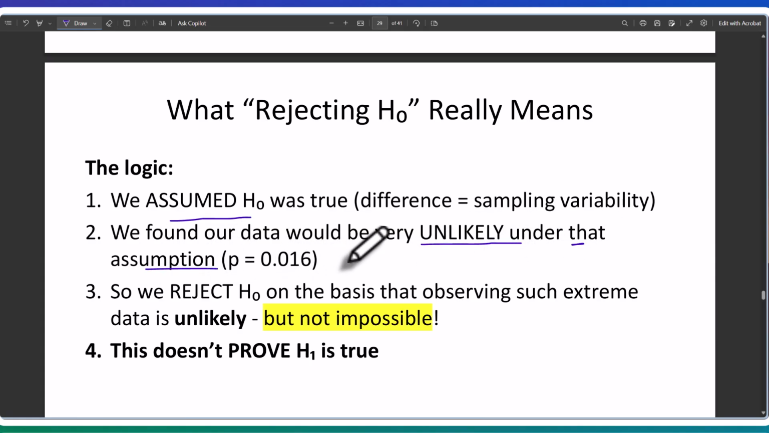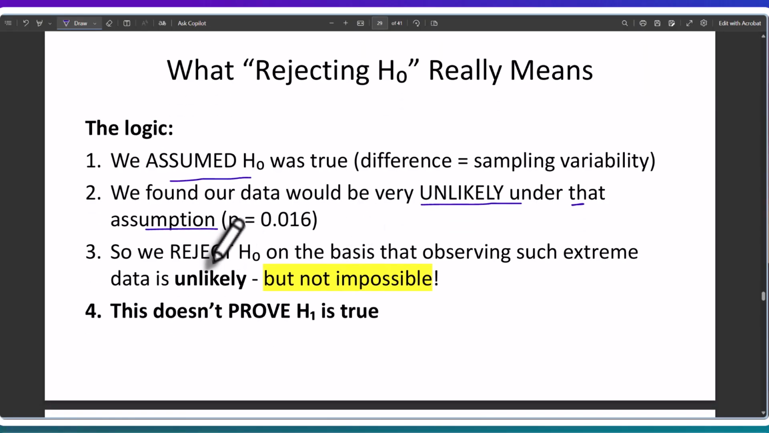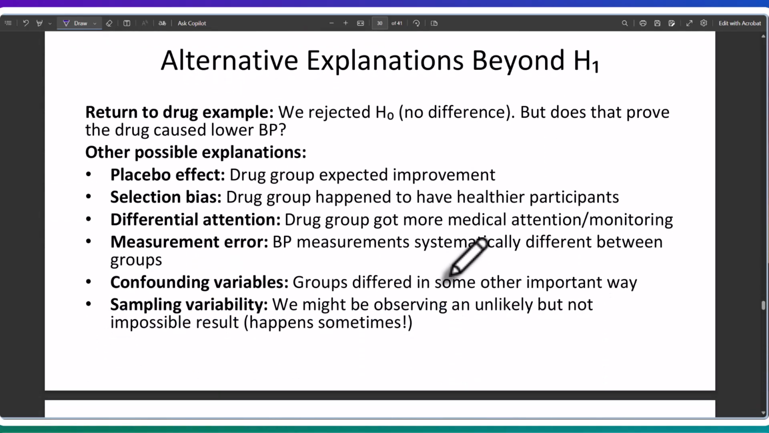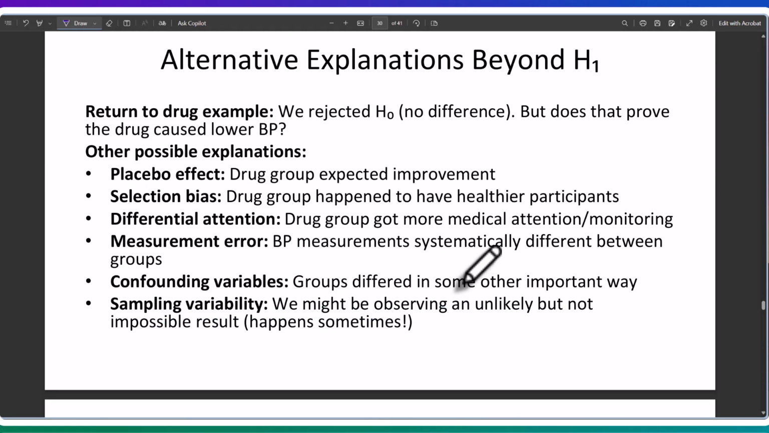So only 1.6% of repeated samples would have a result at that extreme or more. And so we said that that was sufficient evidence to reject the null hypothesis, that it's just too unlikely given our norms and conventions. But of course, it's not impossible, right? So it doesn't prove that the alternative is true. Of course, there's a bunch of other reasons that could explain it, because we just assumed that it was the result of sampling variability, but it could be a bunch of other things.